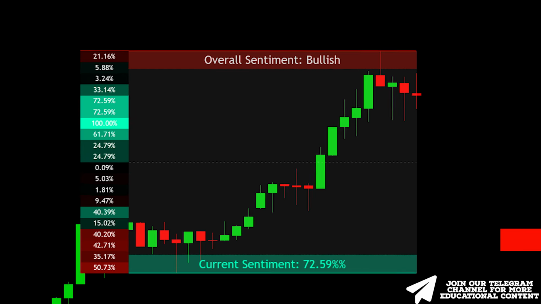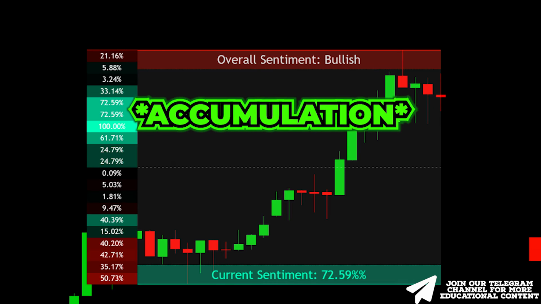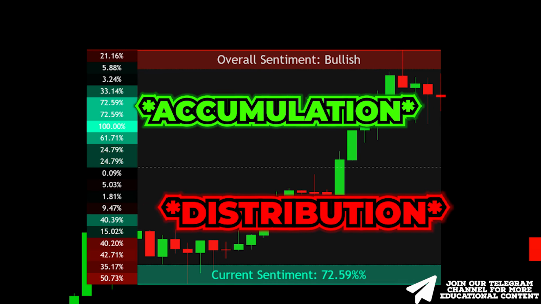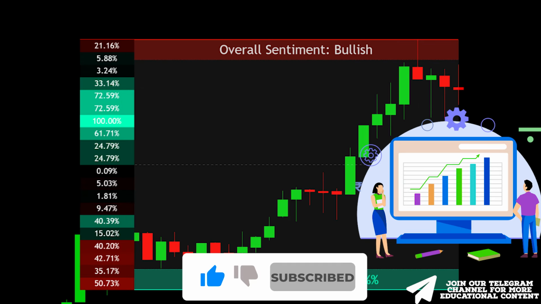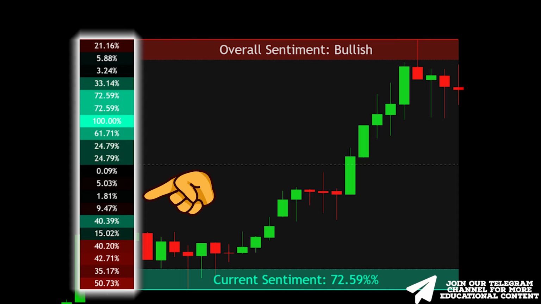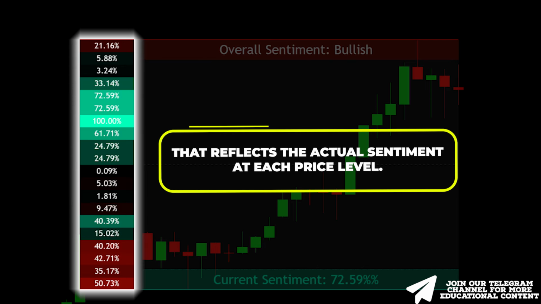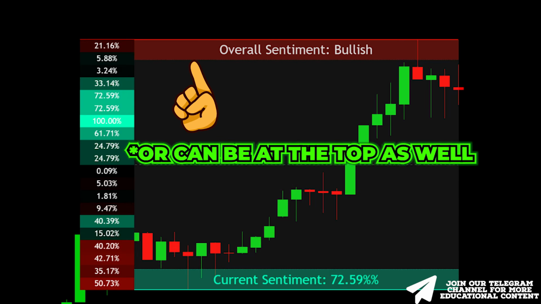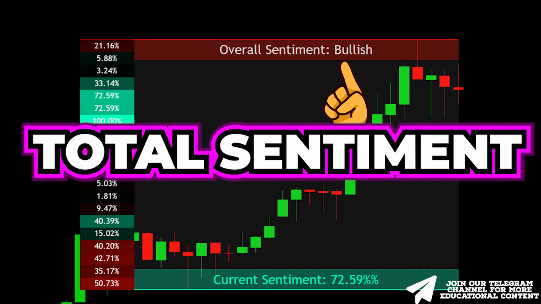As you can see, everything begins with the formation of a channel, which marks accumulation or distribution ranges. The channel is then divided into small bins, where volume is aggregated and labeled according to candle direction, creating a detailed sentiment map that reflects the actual sentiment at each price level. That said, the overall sentiment display at the bottom represents the channel's total sentiment.